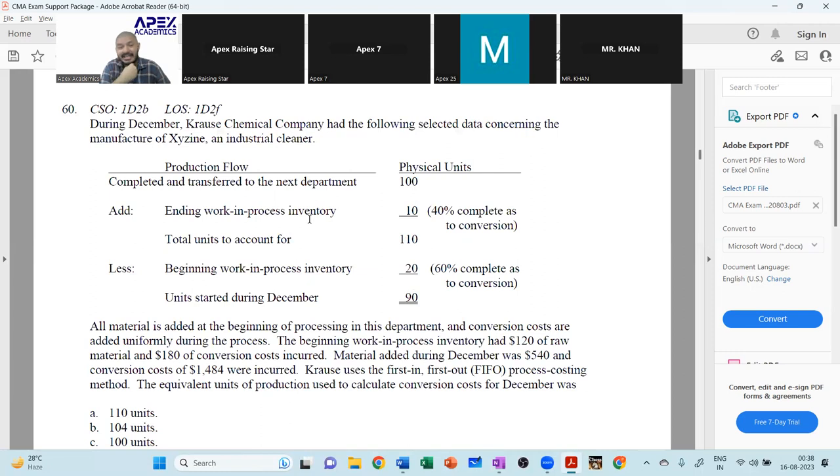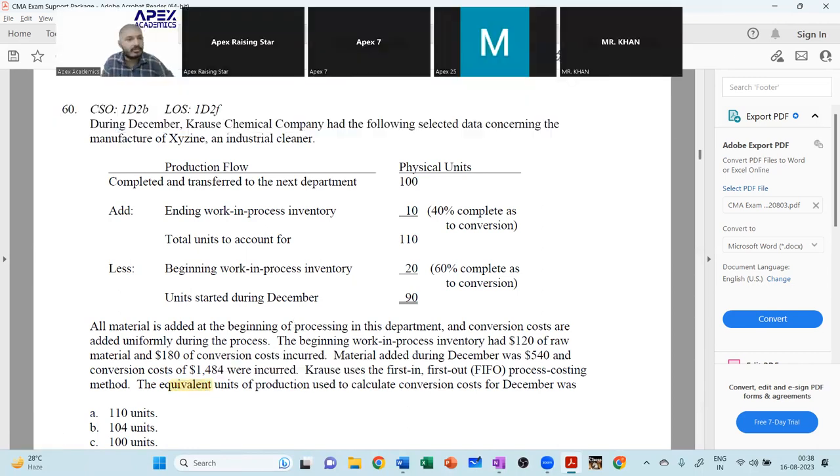All materials are added at the beginning of this department and conversion costs are uniform. The beginning WIP had $120 of raw materials and $180 of conversion cost. Material added during December was $540 and conversion cost of $1484 was incurred. Cross uses the first in first out process costing method. Equivalent units of production used to calculate the conversion cost for December are how much? They want you to calculate what? Equivalent units.